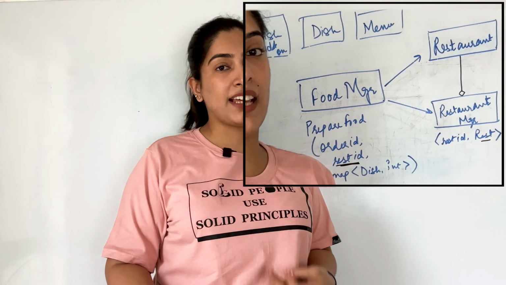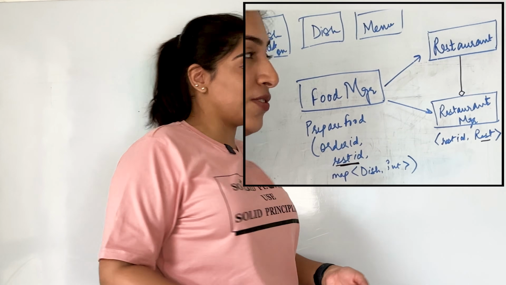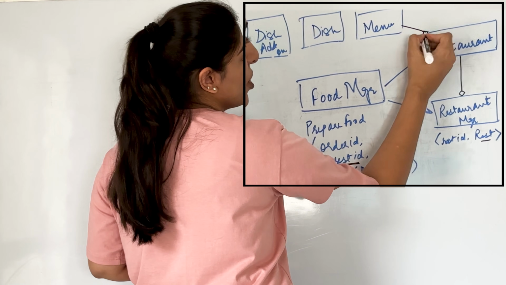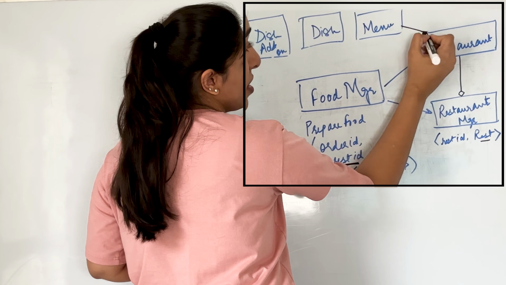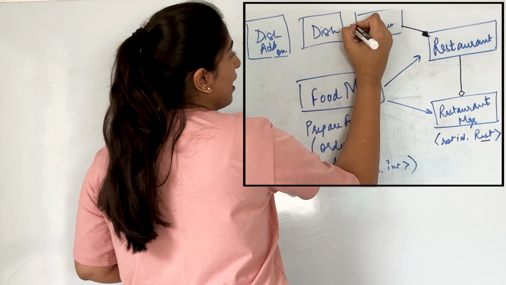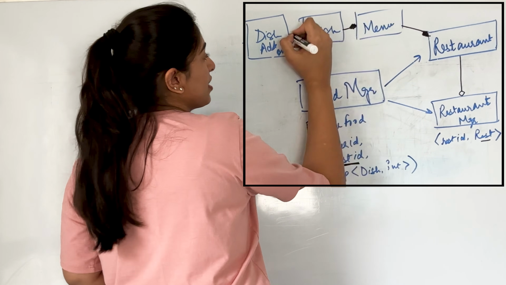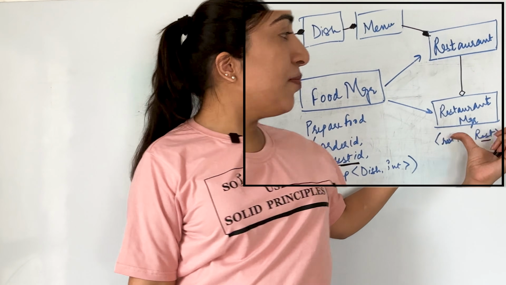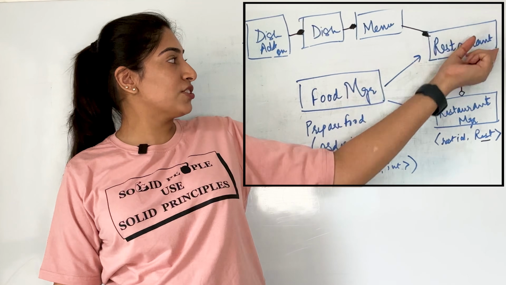Now this depends, and you have to discuss it with whoever is going to give you the requirements. Menu, as we discussed, the restaurant is going to have a menu, so this will be a composition according to what we discussed. Again, this will also be a composition, and this will also be a composition. So the food manager goes to the restaurant manager, gets the restaurant, goes to the restaurant.